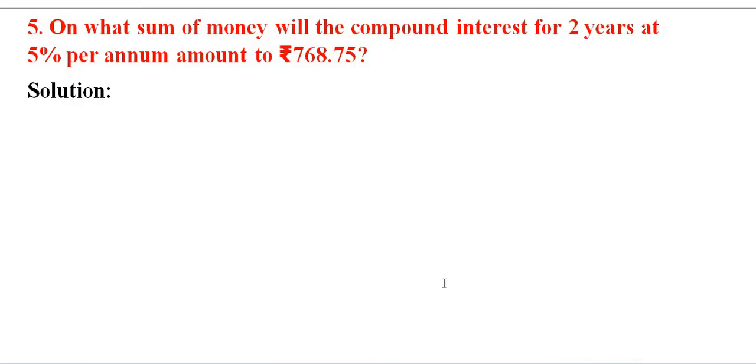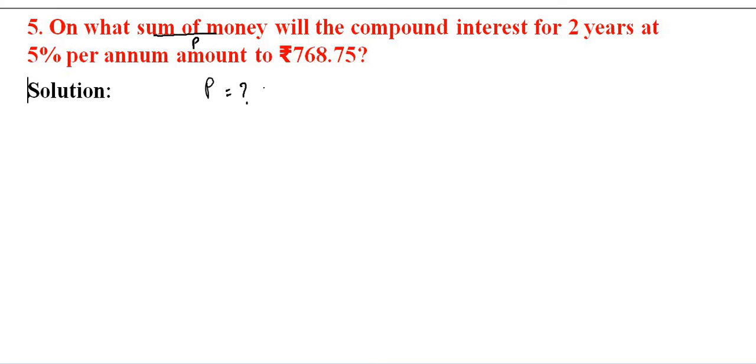See what is saying in question number 5. On what sum of money will the compound interest for 2 years at 5% per annum amount to 768.75 rupees. So what is it saying? It is saying that find out the principal. Sum of money means principal.